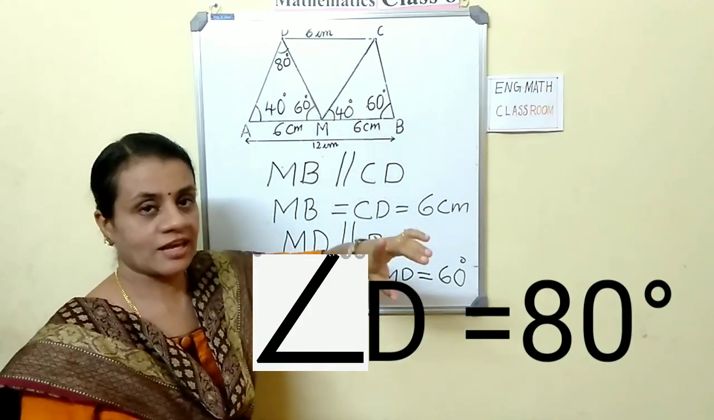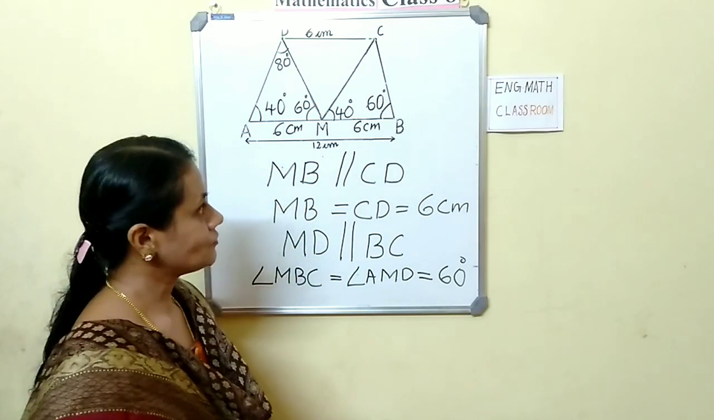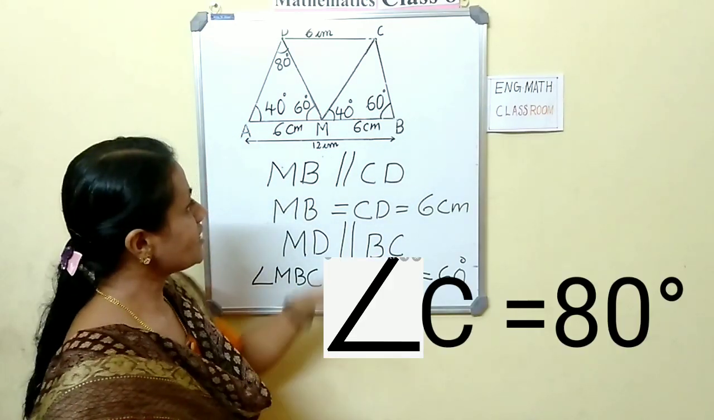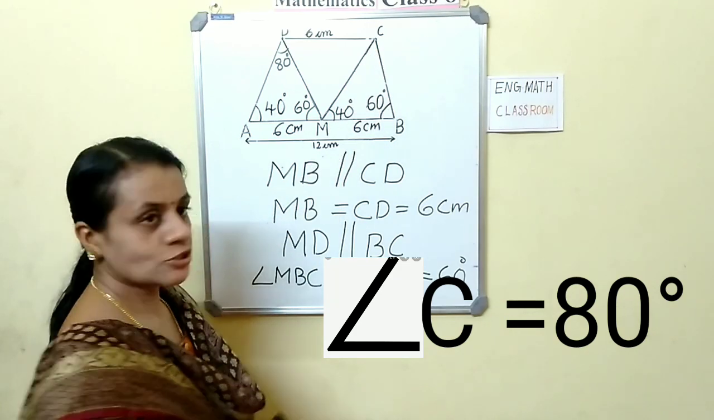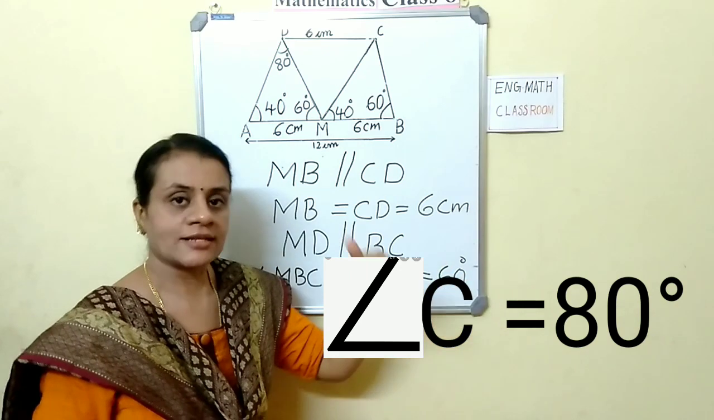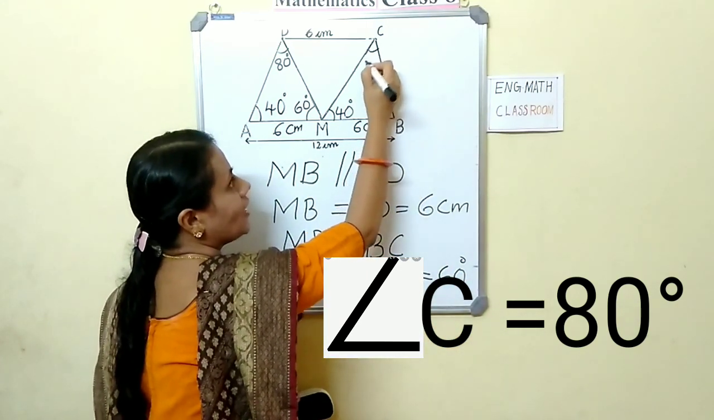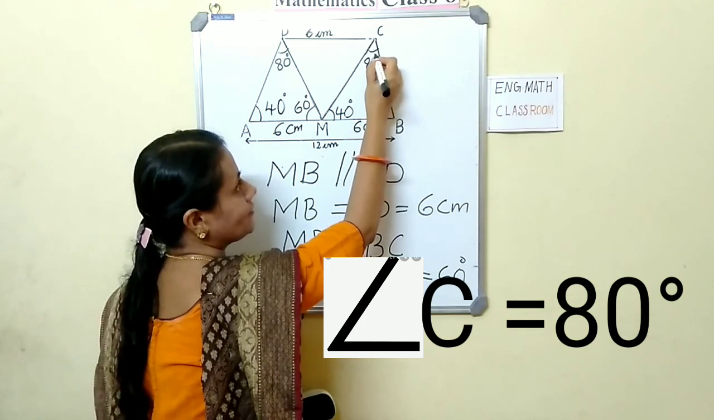Same way we can find angle C. Just find it. What is angle C? It is also the same procedure. Add these two angles and subtract from 180. Here also you will get 80 degree.